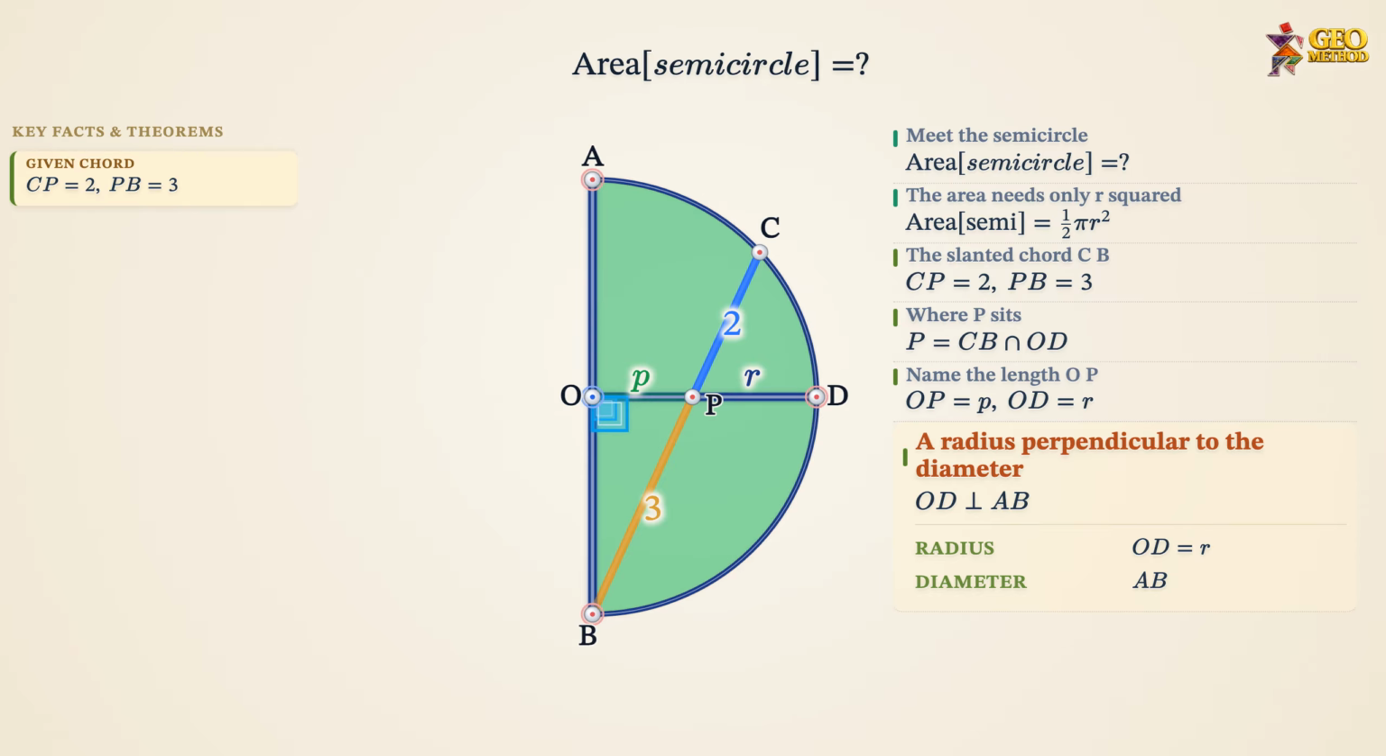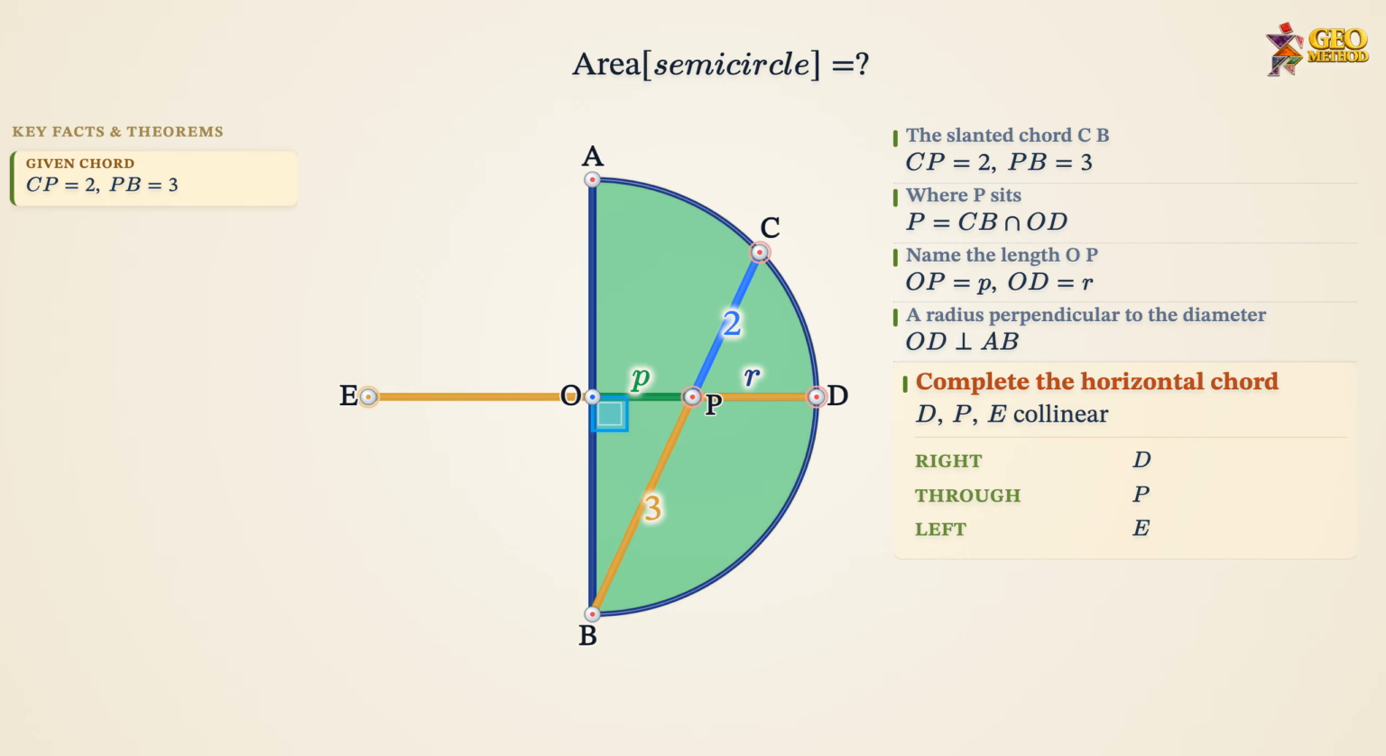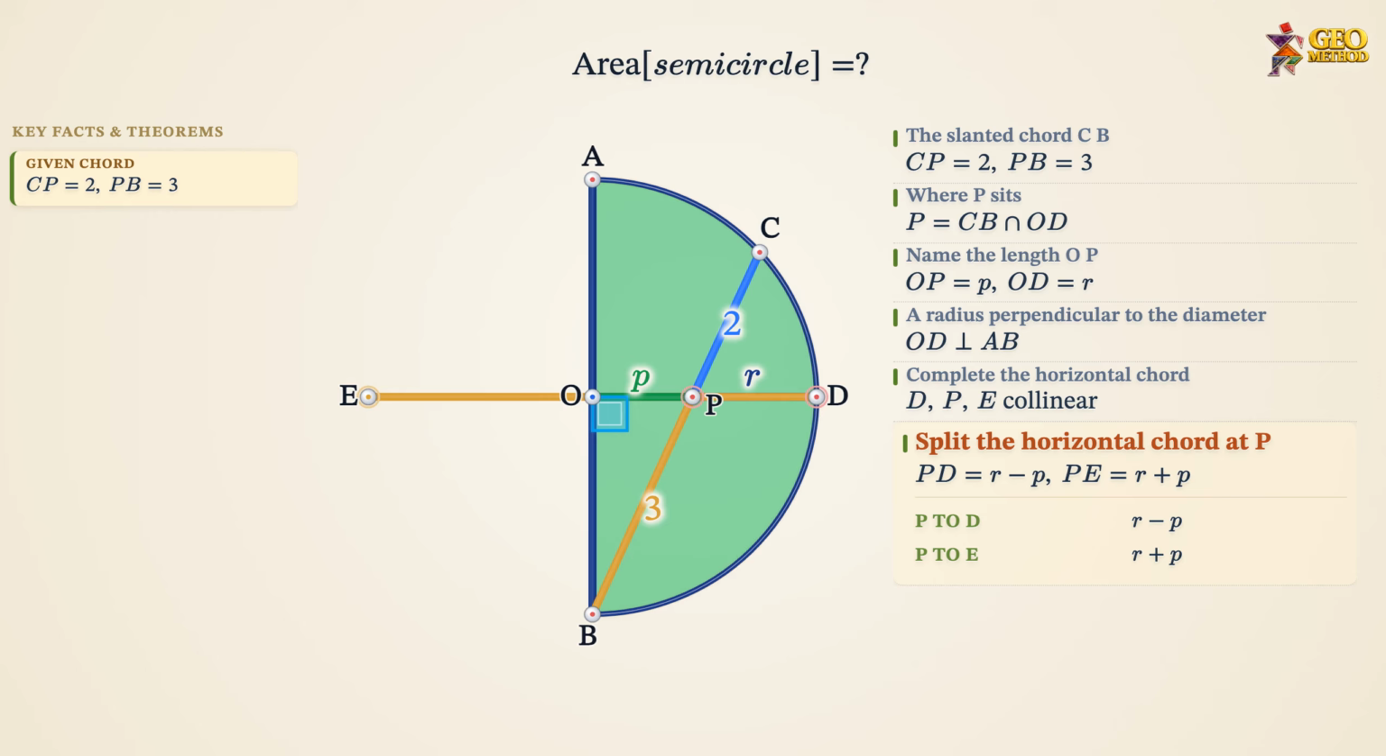To use crossing chords, I need a full chord, so continue the horizontal line straight to the left, past the center to the left side of the full circle, and mark that point E. Now draw the whole horizontal chord from D through P to E. Measuring from P, the right-hand piece out to D is r minus p, and the left-hand piece out to E is r plus p, because E sits a full radius to the left of the center. Those are the two pieces of the horizontal chord at P.